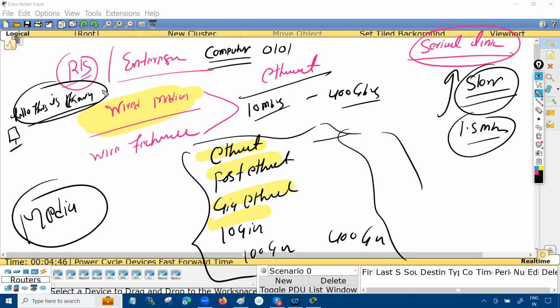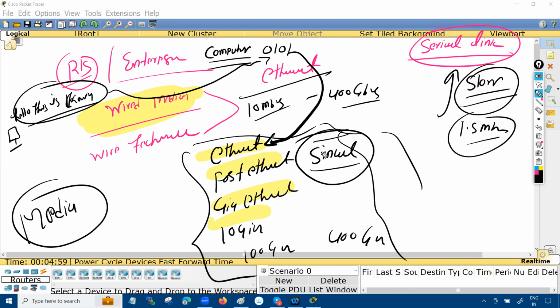So what it will do is convert this data into 0, 1, 0, 1. And this 0, 1, 0, 1 will travel over the Ethernet in the form of a bit signal. So when you're transmitting the signal from one end to the other end, the receiving end will reconvert the signal into data.